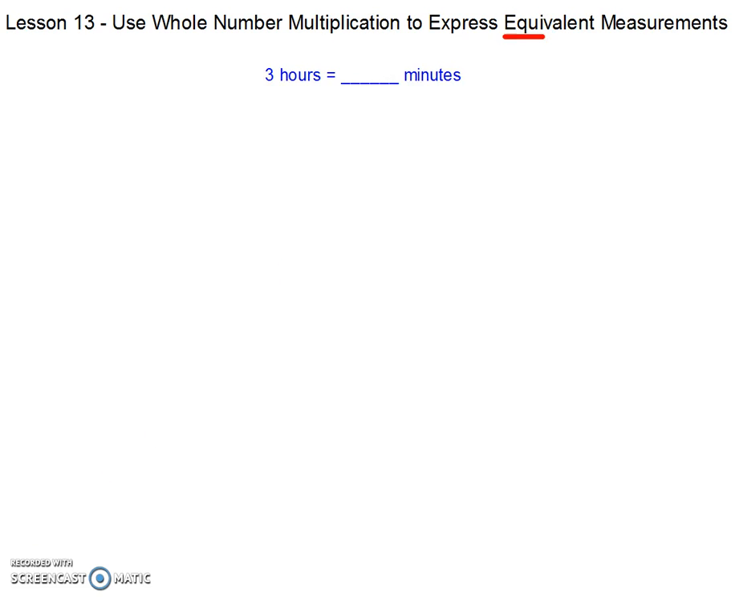The first problem we're going to work on is 3 hours equals blank minutes. Step 1 is to identify the factors and labels. Our factors are 3 and then a missing number. And our labels, we're looking for hours to be converted into minutes.